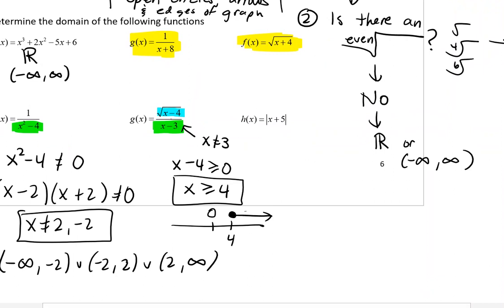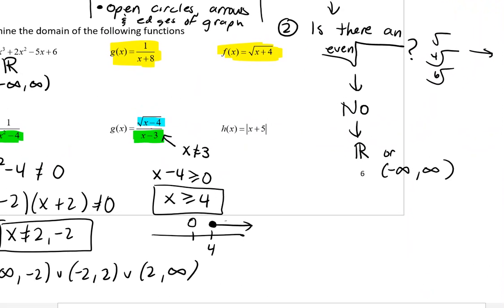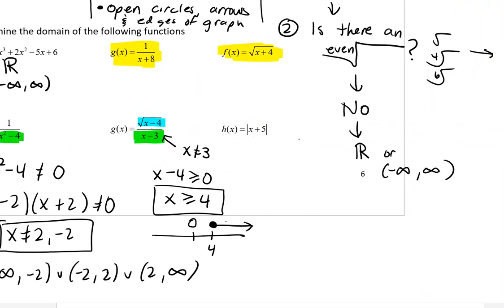All right. And last but not least, h of x is the absolute value of x plus 5. Now, this one has no x's in the denominator and no radicals. So this one is all real numbers. With an absolute value, there's no value that will give me a problem to plug in. Or you can write it this way. And that concludes our fun with functions.